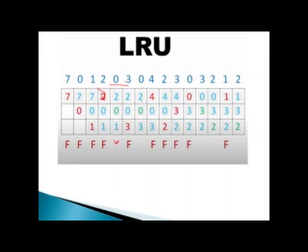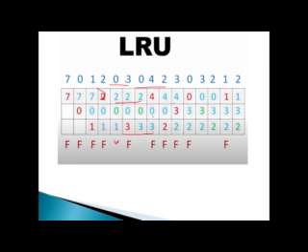We replace 1, because it is the least recently used, and insert 3. Then 4 comes; we replace 2, the least recently used. Then 0 and 3 stay the same. Now we have to insert 2. Checking again, the least recently used element is 3, so 3 is removed and replaced with 2. So 4, 0 and 2 are in the frames. All of these are page faults, because the requested page is not available in the page frame.